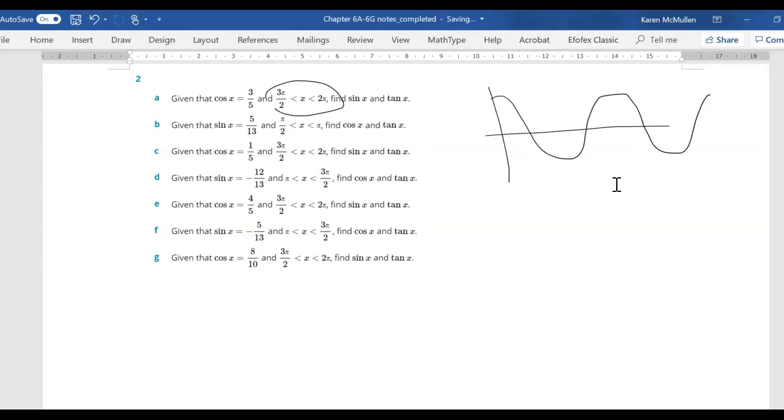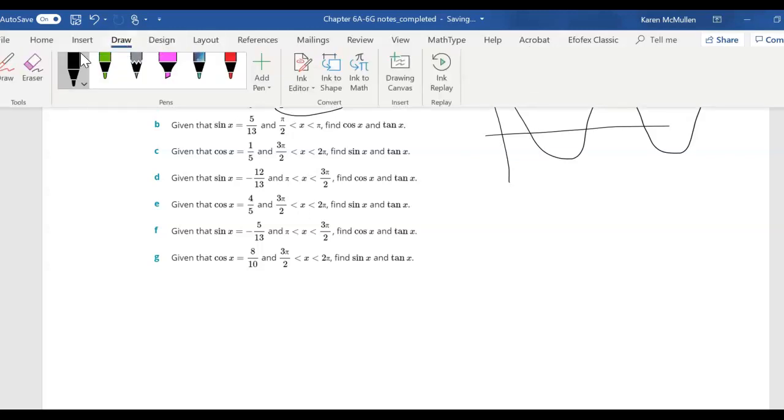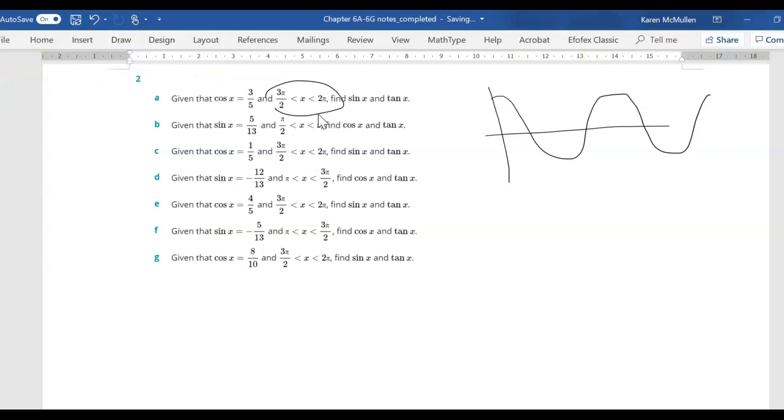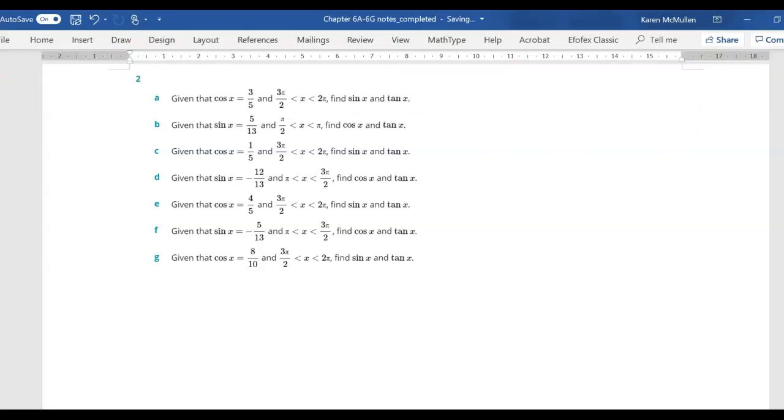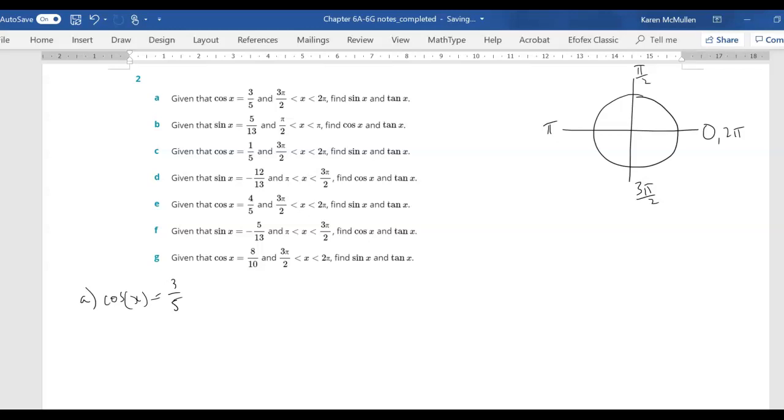You don't have to relate to the graph. We're going to go back and do the unit circle, but it's basically saying which part of the unit circle we're referring to. All right, so let's draw the unit circle again. All right, so we're at 0, pi on 2, pi, 3 pi on 2, and then we're back at 2 pi. All right, so for question A, we want cos x equals 3 over 5.